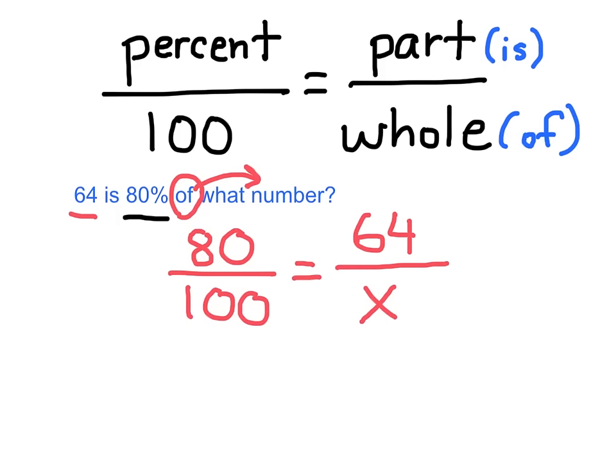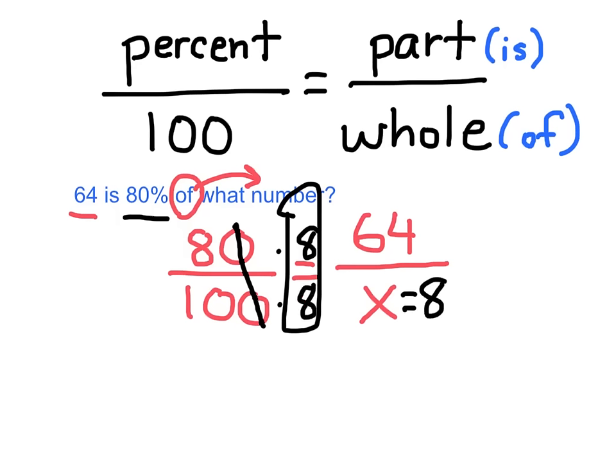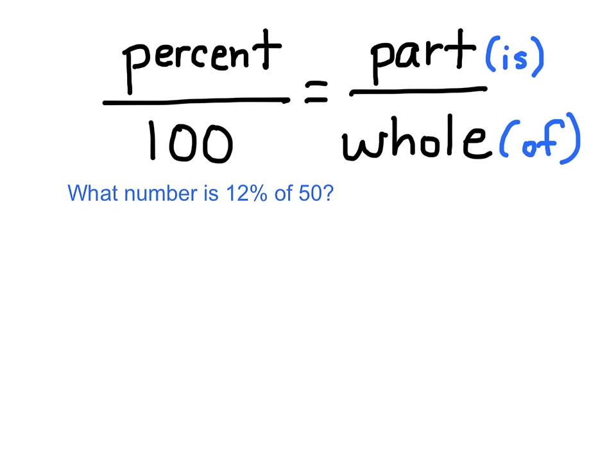Welcome back from pausing the video. I am going to reduce 80 over 100 to 8 over 10. Then I'll use the giant 1 method and go 8 times 8 equals 64. 10 times 8 equals 80. So 64 is going to be 80% of the number 80. What do you know? Alright, here's our next example. Pause your video, set up the proportion, and solve it, then restart to check your answer.